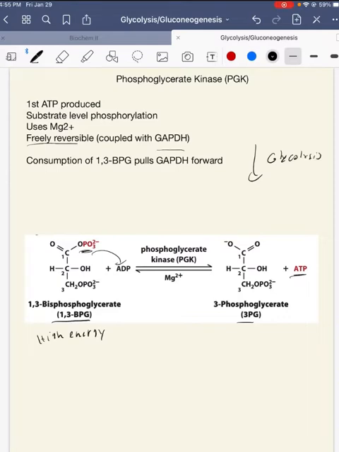So this is the first ATP made, but remember, because we had 2 of these molecules, right? We made 2 ATPs in this step because when we split, we had 2 3-carbon molecules. So now everything we make will be doubled. So this step actually gives us 2 ATP in return.